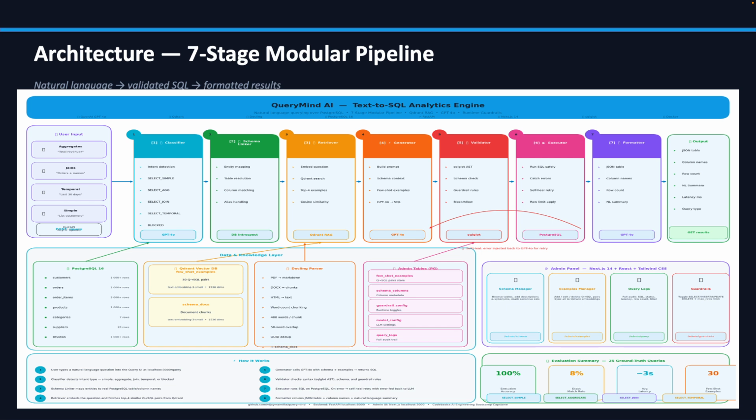Next is Stage 4, generator. Build a structured prompt with the schema, retrieved examples, and the user question, then call GPT to generate SQL. Stage 5, validator. Checks the SQL using a sqlglot AST parser for syntax errors. Validates the table and column names against the live schema. Enforces the guardrail rules. Select allowed, delete blocked.